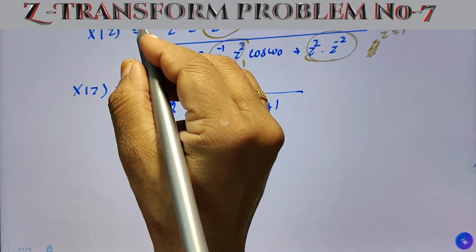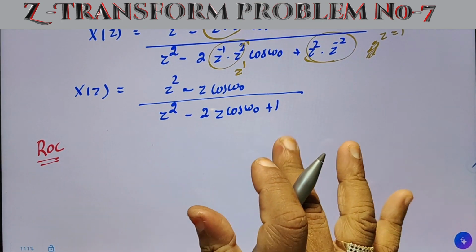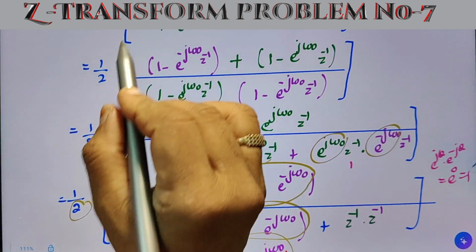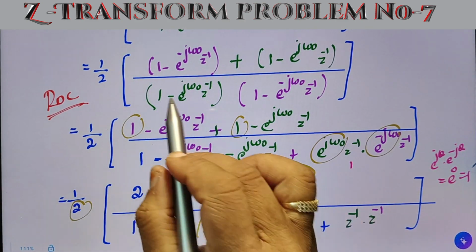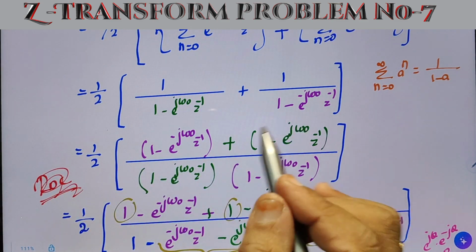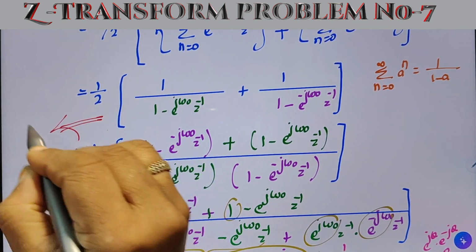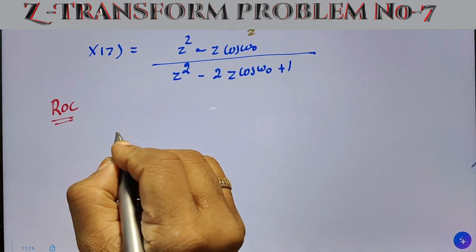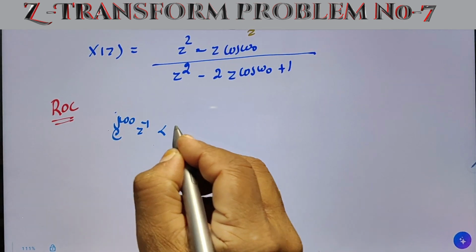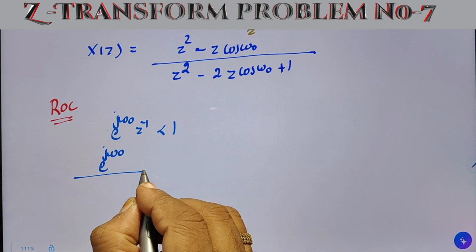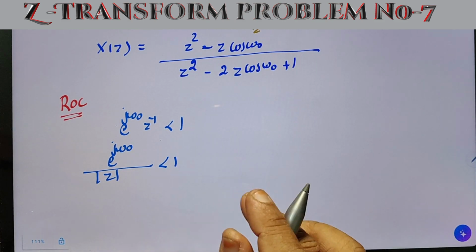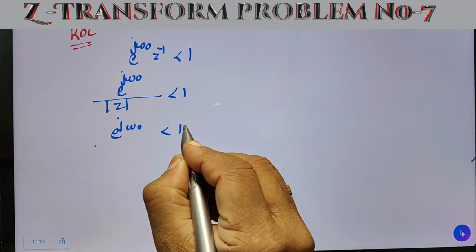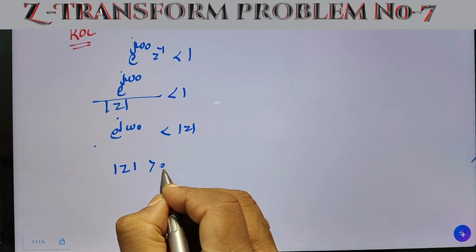Okay. For the next one, the ROC. The ROC is based on this line, the 1 minus the term. Here you see 1 minus the term; this is the ROC line. Here also 1 minus the term. So ROC: e power j omega naught into z inverse less than 1. So e power j omega naught divided by modulus z less than 1, so e power j omega naught less than modulus z. That is, modulus z greater than e power j omega naught.